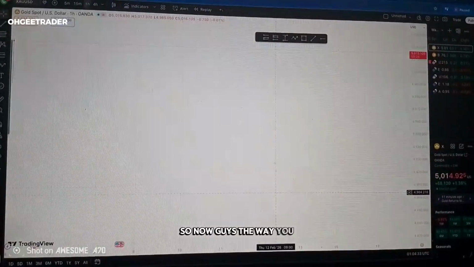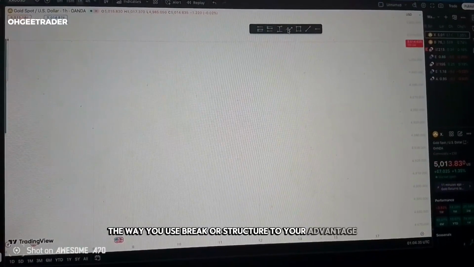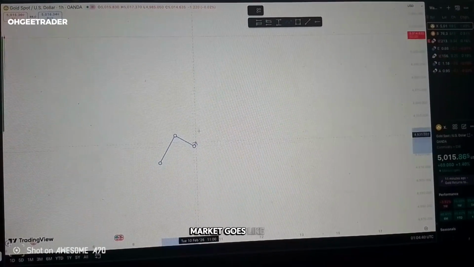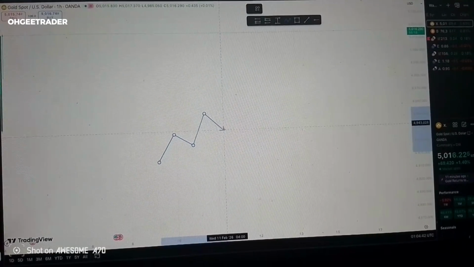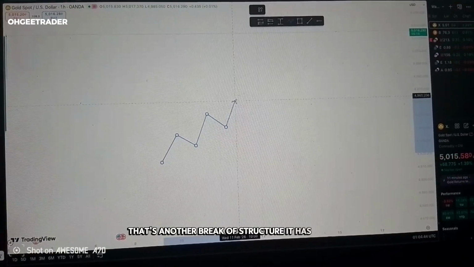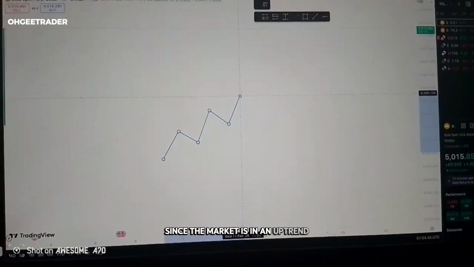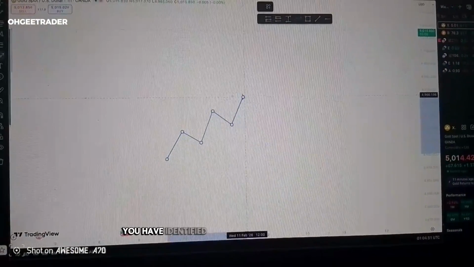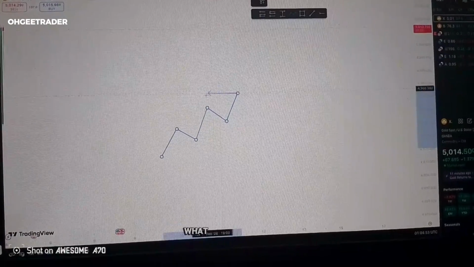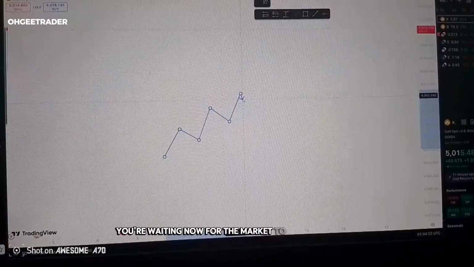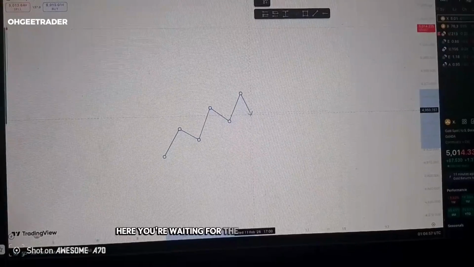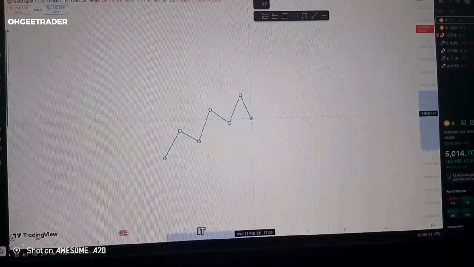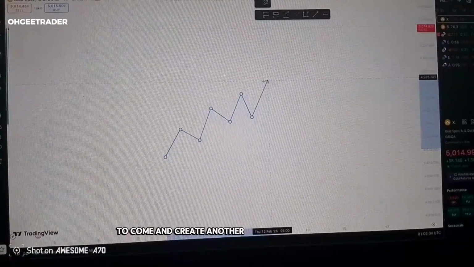So now, guys, the way you use break of structure to your advantage is, usually the market goes like this. That's another break of structure it has formed. Since the market is now in an uptrend, it will come out from another high here. Since you have identified that the market is in an uptrend, what you want to do is wait for the market to pull back down here, because since it's an uptrend, you already know what it will do. It will go back up and create another break of structure.